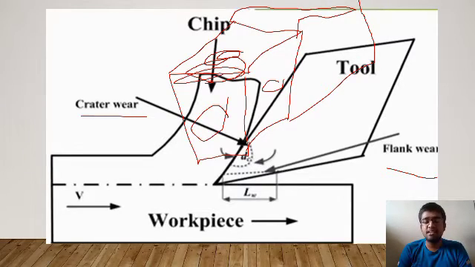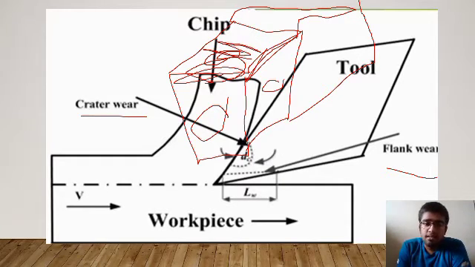And this one is flank, as we know, a side flank and end flank. The cutting edge is this one, and here only cutting happens. But as cutting progressively takes place, the chips will slide on this face. That's why the temperature is higher on the rake face. That we'll discuss later.